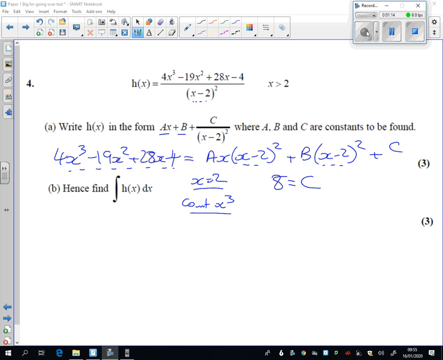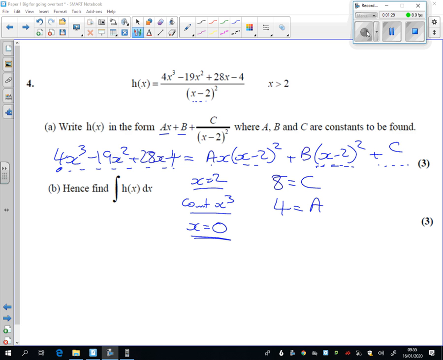Next thing I'm going to do is count the number of x cubes there are, because I can see easily here there's 4x cubes. And you can notice here there's no x cubes here or here, and there's a of them there, so a is equal to 4.